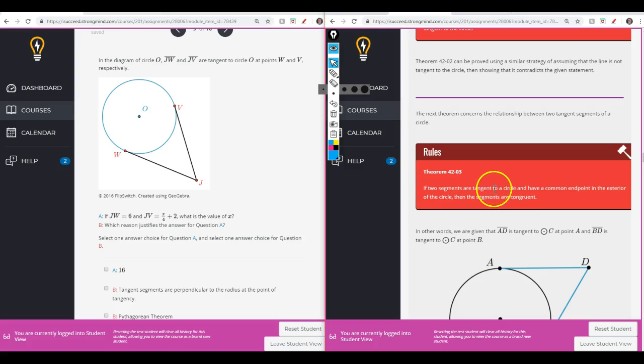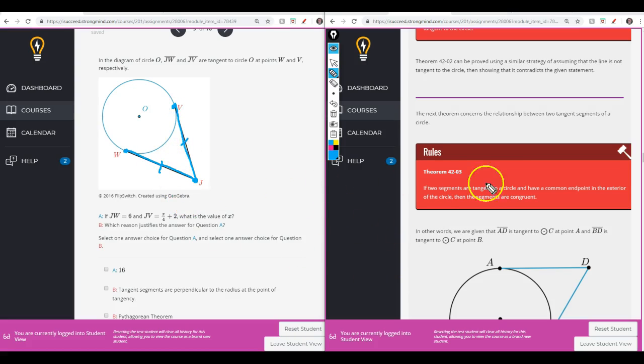If two segments are tangent to a circle and have a common endpoint in the exterior of the circle, then the segments are congruent. Okay, what does that mean? Translation: we have two segments, W and J, and V and J. If you have two segments that hit a circle only one time, and they both have the same starting point outside of the circle, J in this case, then they're going to be congruent.